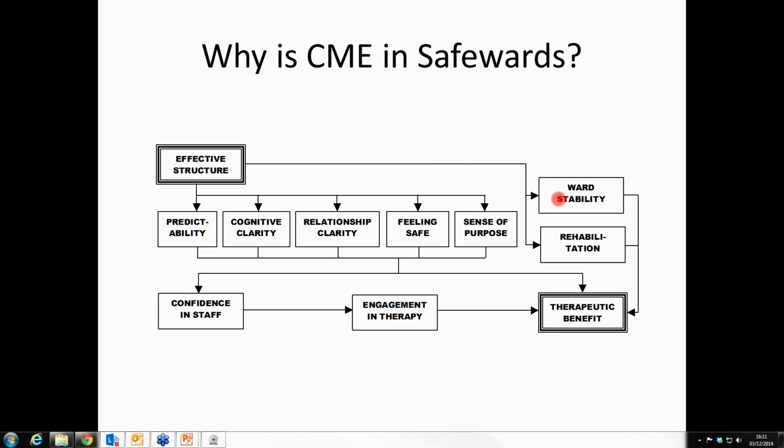Moreover, that effective structure generates ward stability because it means that less conflict and containment is likely to occur. And it also gives a structure against which people's rehabilitation can be judged. So when you have a structure about what should or should not be taking place on the ward, you can assess the degree to which patients are able to engage in that, which means that you can assess their progress towards discharge. And all of those things mean a therapeutic benefit.